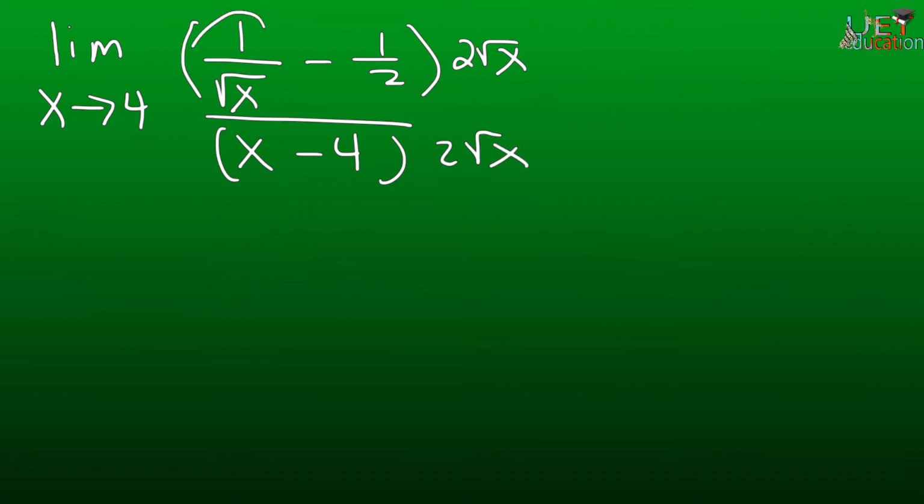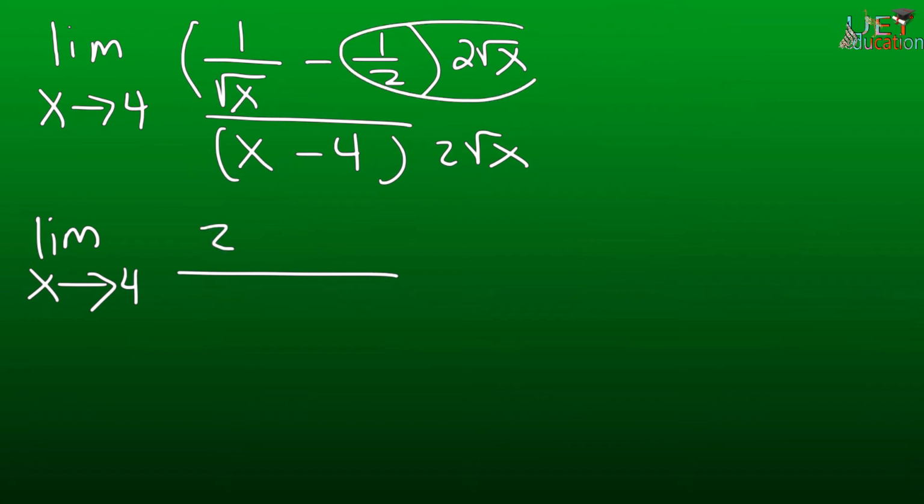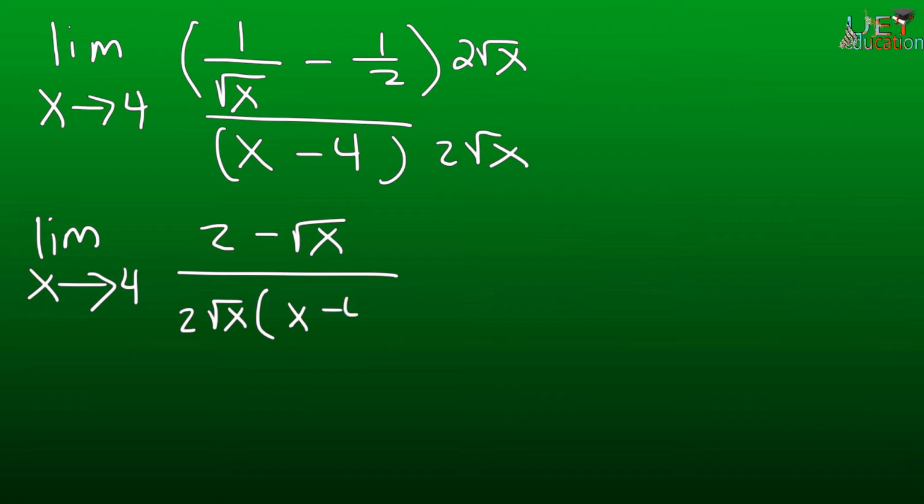When I multiply 1 over square root x times 2 square root x, the square root x terms will cancel, leaving behind positive 2. So I have the limit as x approaches 4 with a 2 on top. And if I multiply these two, the 2's will cancel, leaving behind the square root of x. And so on the bottom I have 2 square root x times x minus 4.